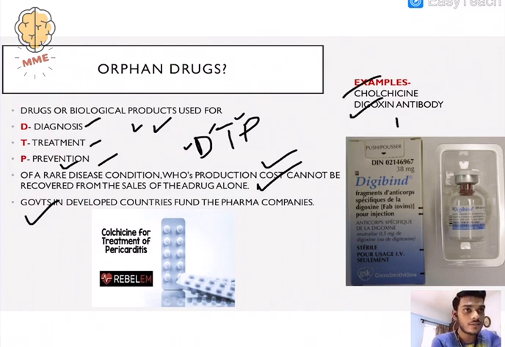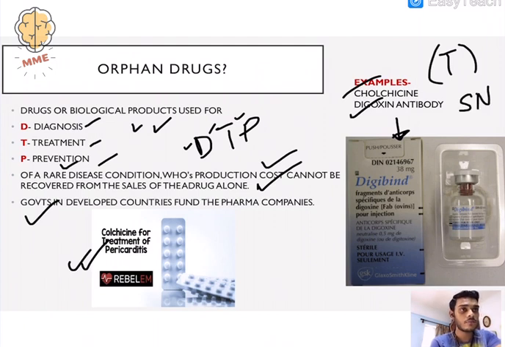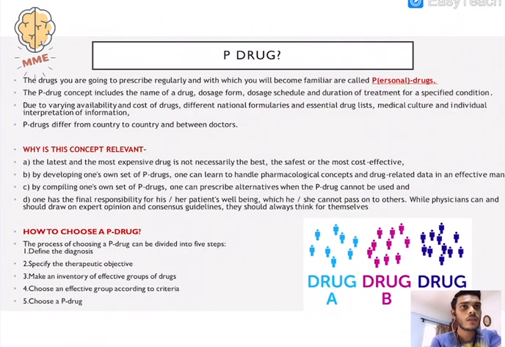As you can see, this is a picture of digoxin antibody, Digibind, and colchicine, which is used in the treatment of pericarditis and is an orphan drug. Okay, and this question is also often asked in your theory exam, and this is a short note. Okay, so let's move on.